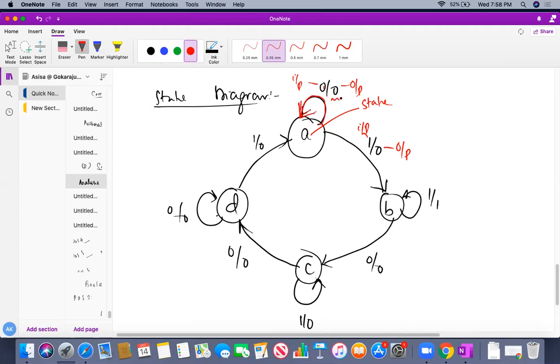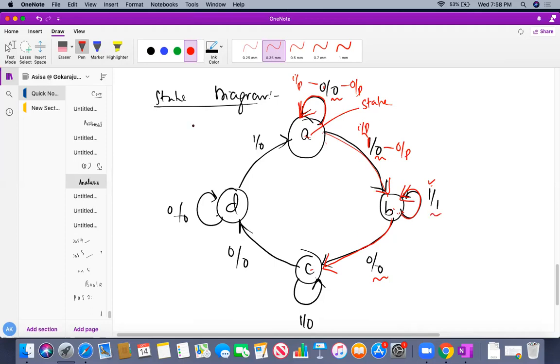At that time, what is the output? Output is 0. Now if the flip flop is in state A and you give input 1, it will go to state B, and at that time what is the output? Output is 0. Similarly, if the flip flop is in state B and you give 0 input, it will go to C, and at that time output is 0. If the flip flop is in state B and you give 1 input, it will go to state B and output is 1. Like this way it will be.